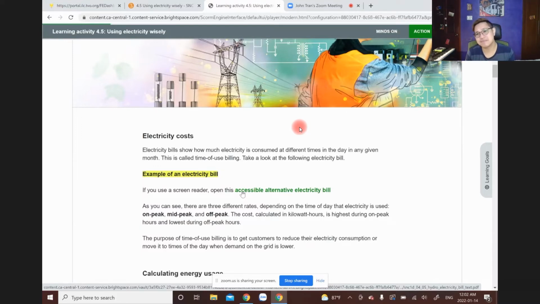But it's not always as simple, because people often work during office hours, 8 to 5, and that is the peak hours, so they have to pay a lot during those hours anyway. And who works at night that much? So it's not that easy.